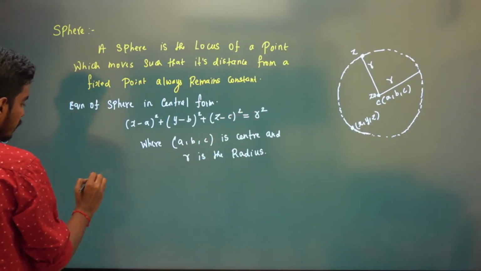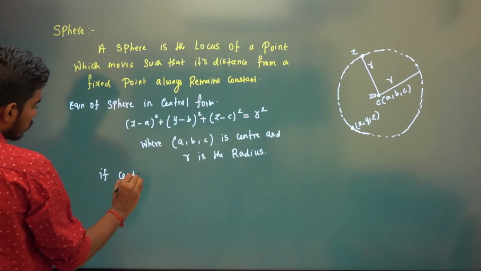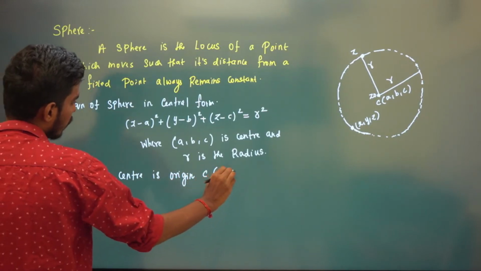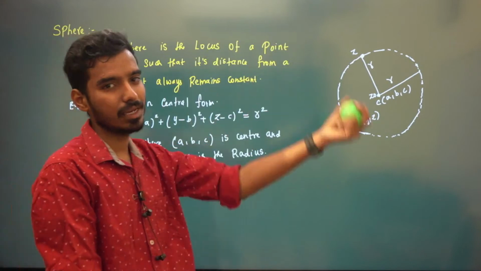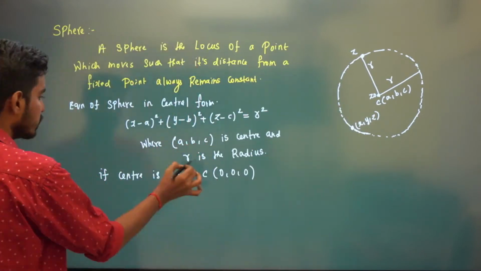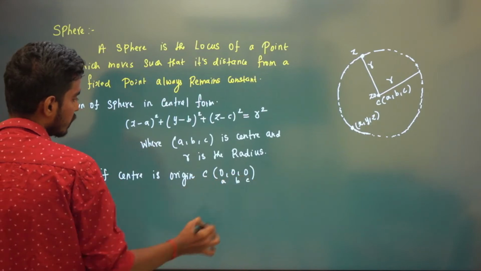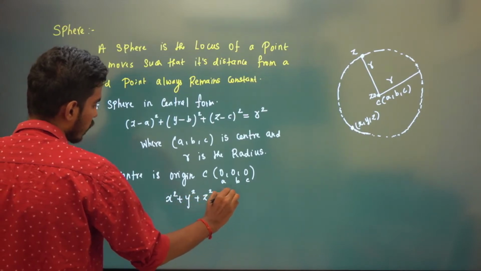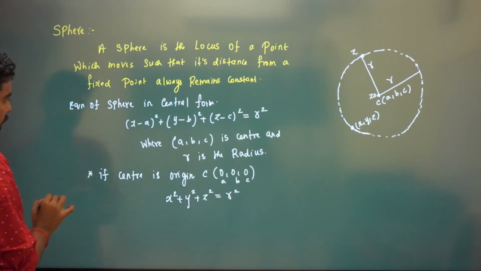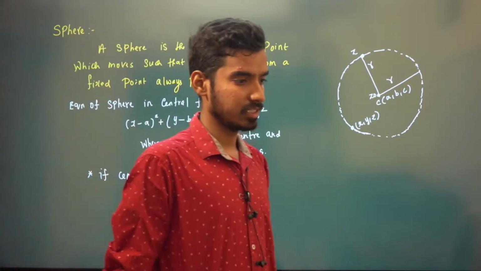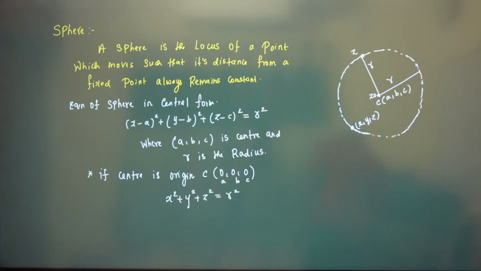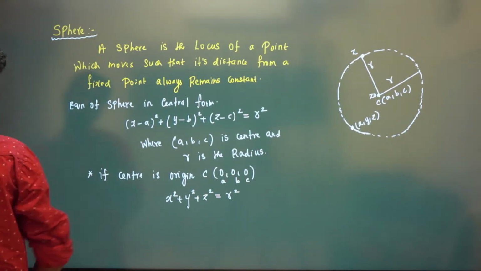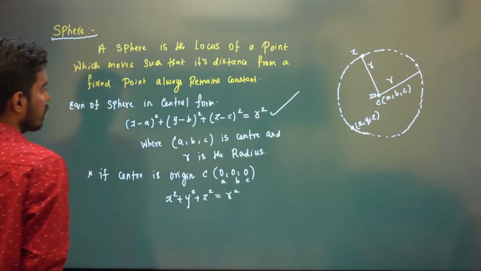If the center is the origin, then a comma b comma c is 0 0 0. A comma b comma c can be any point as the center. If the center is the origin, then a is 0, b is 0, c is 0, and you will have x square plus y square plus z square is equal to r square as the equation of the sphere. But you always have to remember this equation in central form.